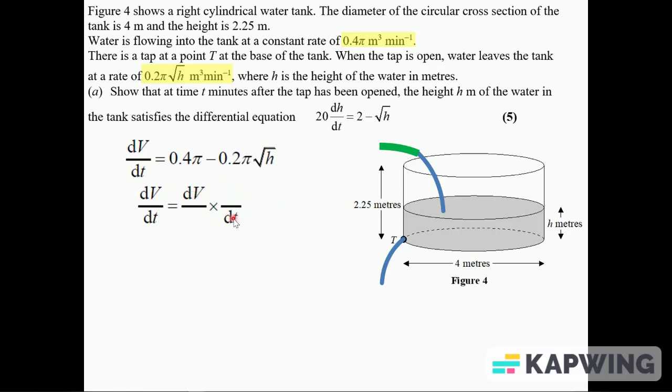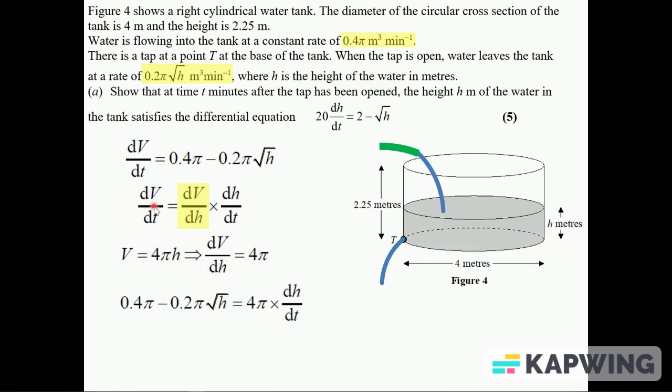So we're going to connect the rates of change by doing this. dV over dh multiplied by dh over dt is the same as dV over dt. So what we need is this dV over dh, since we've got the other in terms of h. The volume of water is the area of the base multiplied by the height. The area of the base is a circle, pi r squared, which is 4 pi, multiplied by the height, which means dV over dh is 4 pi, just differentiating this.